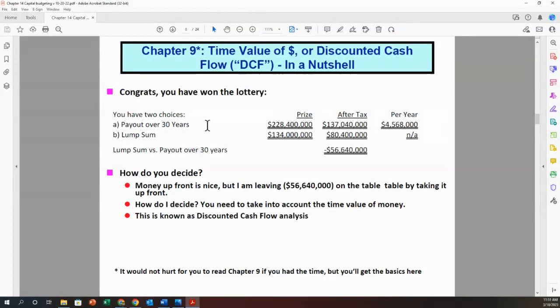So let's just learn discounted cash flow in Dave's shortcut. So you won the lottery. Congratulations, one of you has won the lottery.